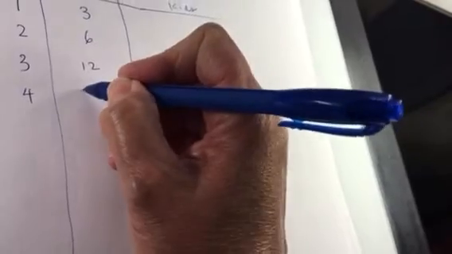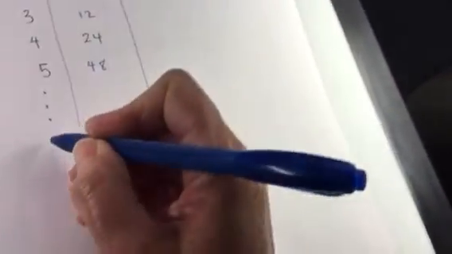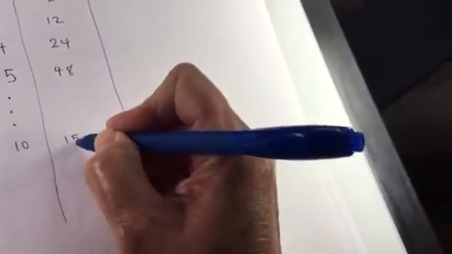Day number 3, everybody who was there on day number 2 brought a friend, so that's 12 kids. Day number 4, everybody there on day number 3 brought a friend, so that's 24. Day number 5, 48. That pattern continues. I don't know if I'll go all the way up to 10, although we got that answer from the class, right? How many on day 10? 1,536 kids on day number 10.